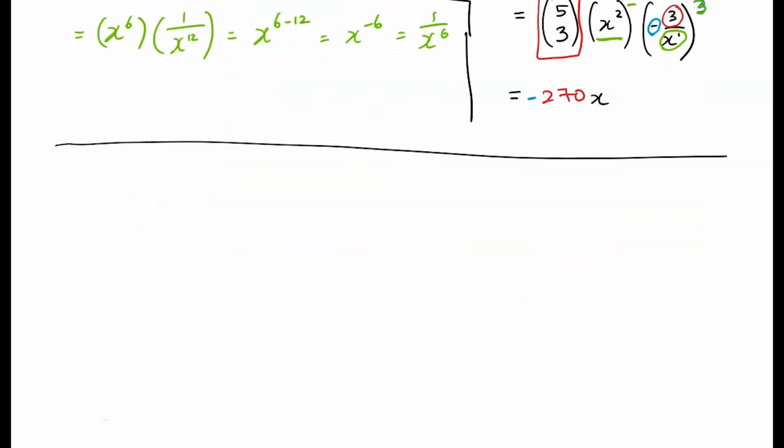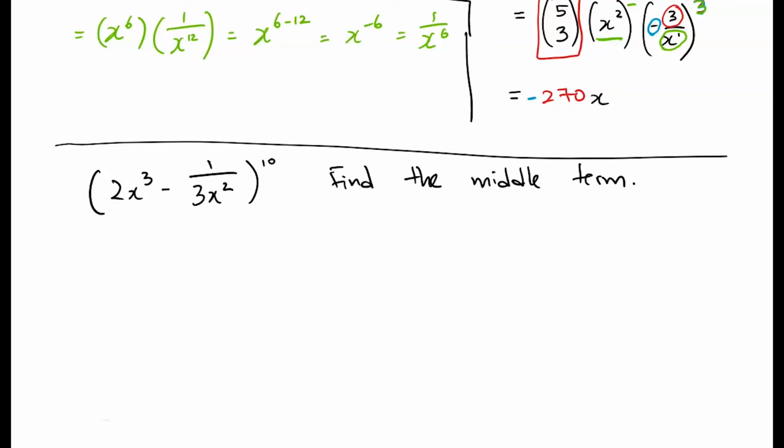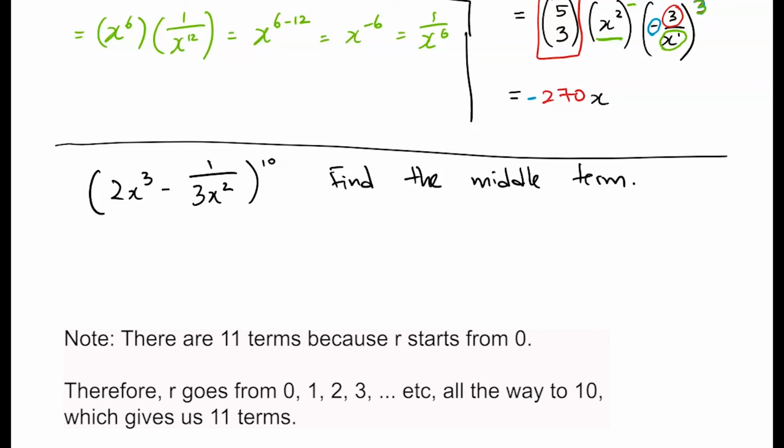For the first example, I will give you one where the r is given. I have this question here: (2x^3 − 1/(3x^2))^10, and I want you to find the middle term. This one, the r is actually given indirectly because we know that the power is 10, so that means I'm going to have a total of 11 terms. So your job is to figure out which is the middle term.